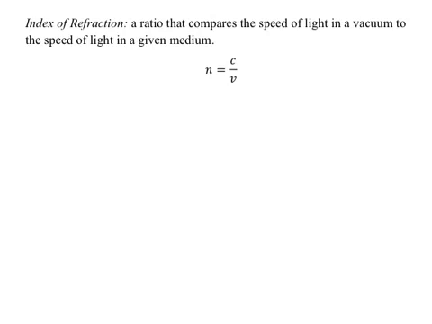And what it is, it's a ratio that compares the speed of light in a vacuum to the speed of light in a given medium. So for example, if you wanted to find what the n index of refraction value is for something like glass, you would take the speed of light in a vacuum, that's this right here, and compare it to the speed of light in that medium. So whatever the velocity of light is in glass. And what you'll notice is, if you remember, the speed of light in a vacuum is the greatest possible velocity.